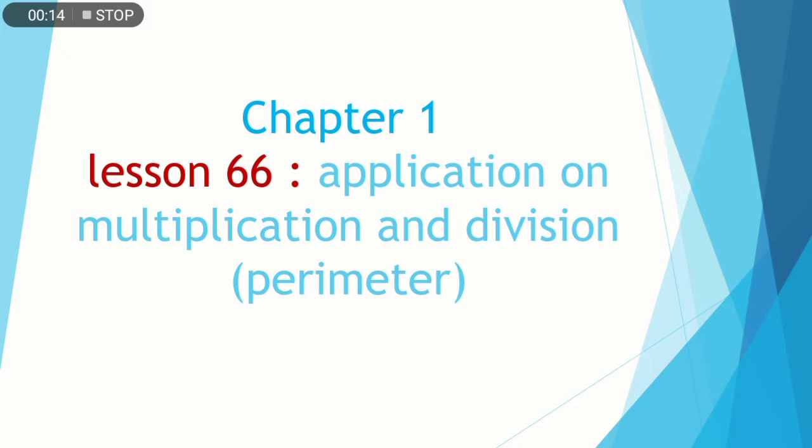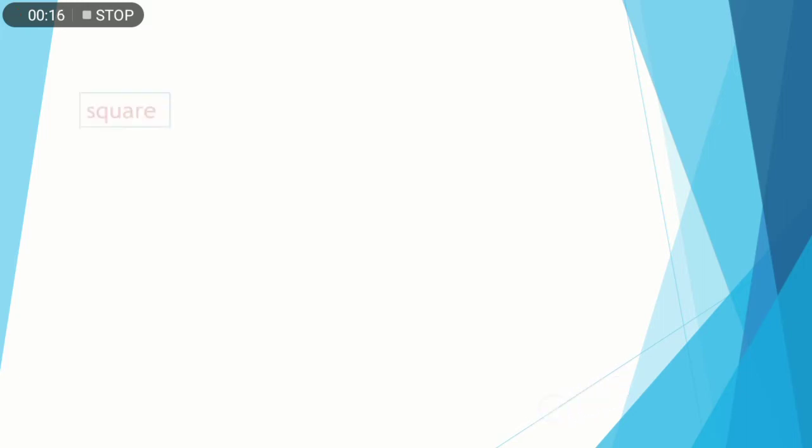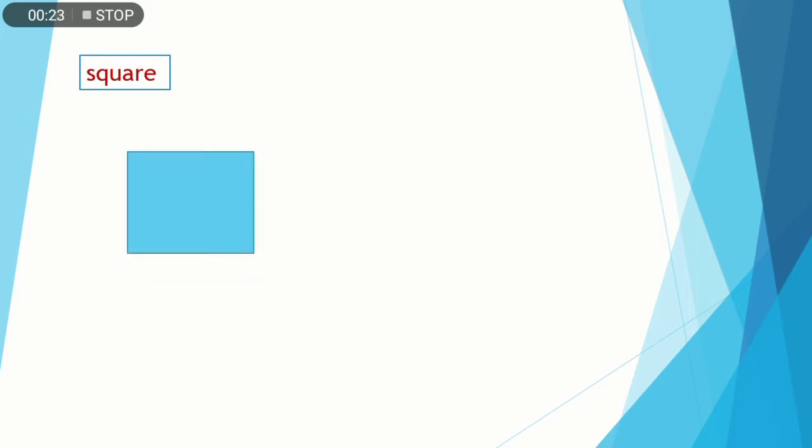How can I find the perimeter of any shape? The first shape I have is a square. Look at the square. It has 4 sides. The first one is called a side, the second one is called a side, and this one is a side, and this one is a side. How many sides are there in the square? I have 4 equal sides.